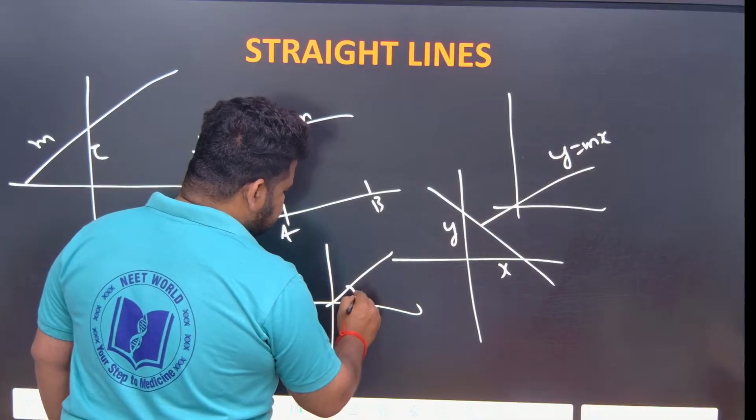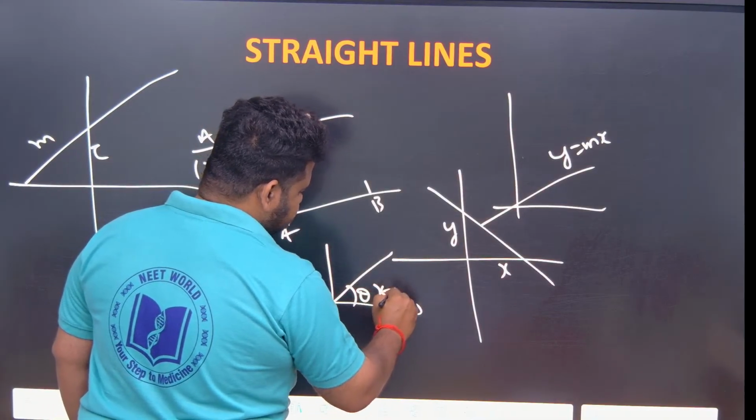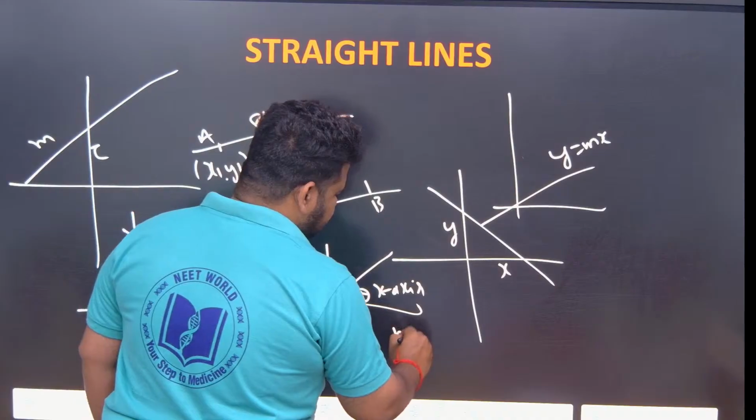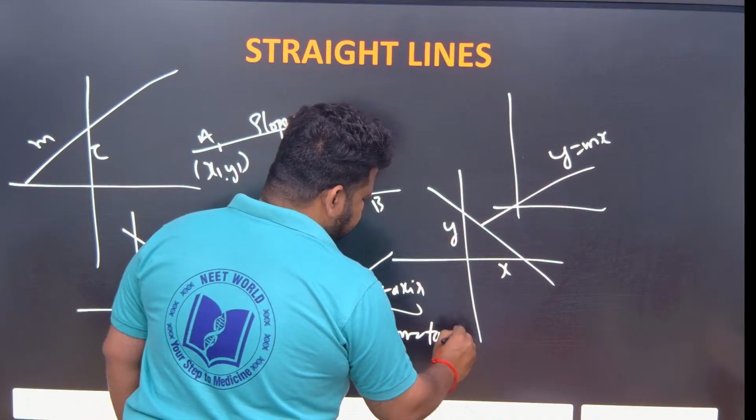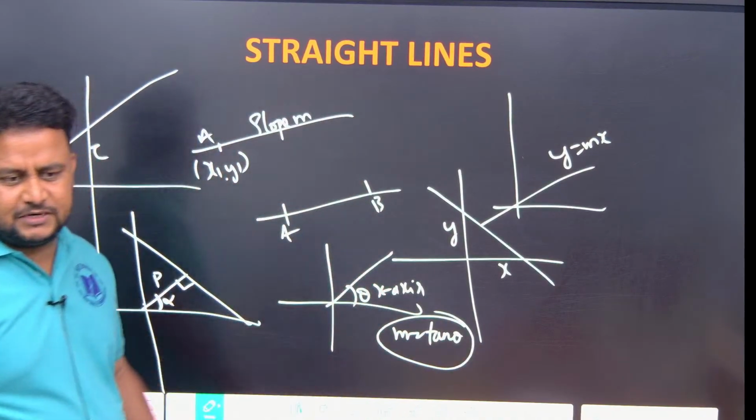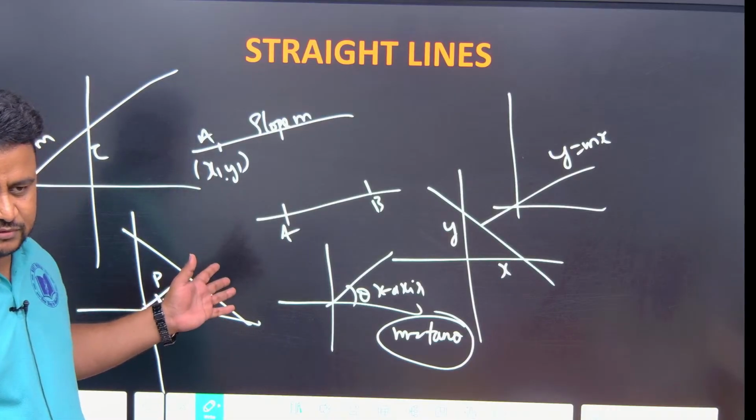Theta is the angle made with the x axis. So slope m is equal to what? Tan theta. Slope m is equal to tan theta. So these are the various possibilities of a straight line. We will discuss each of them now.